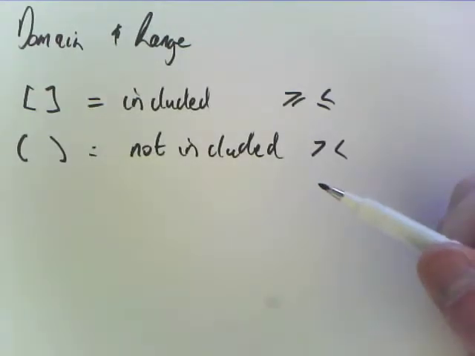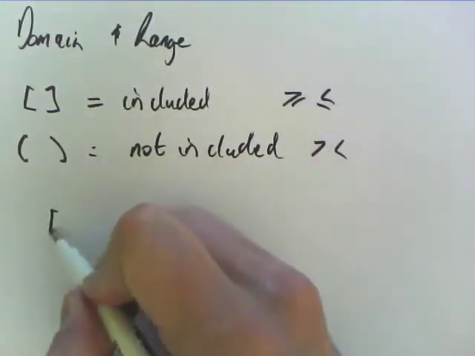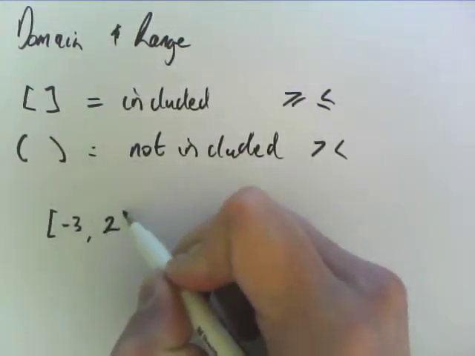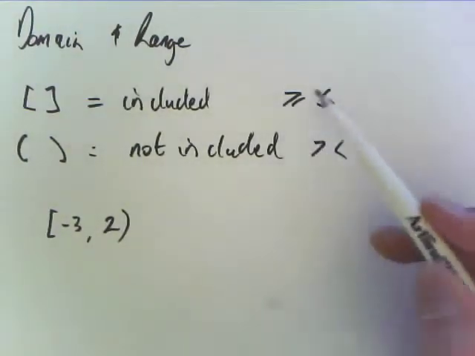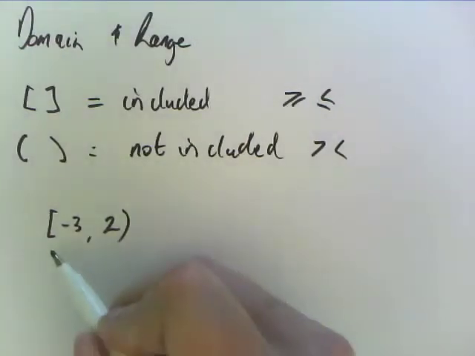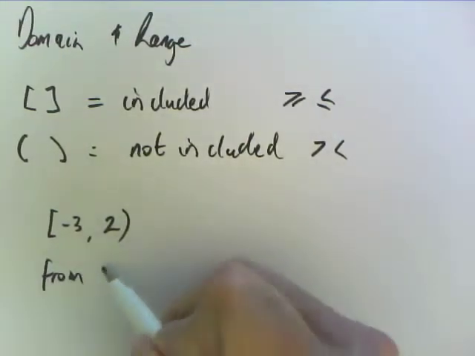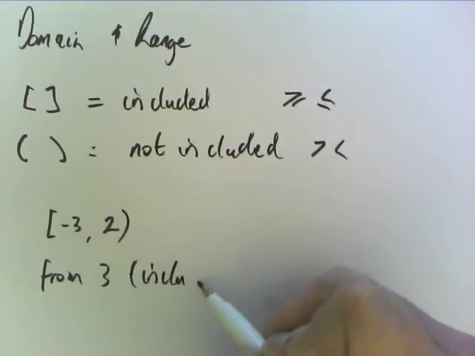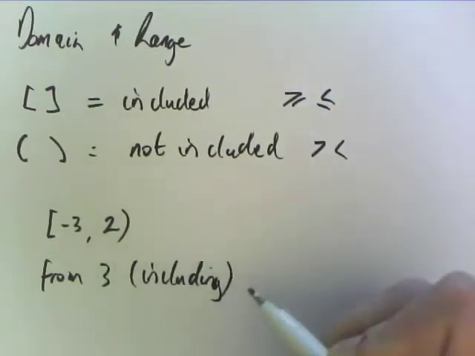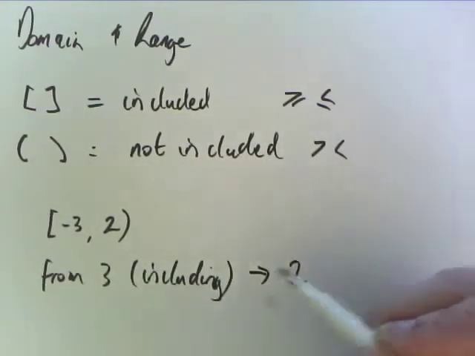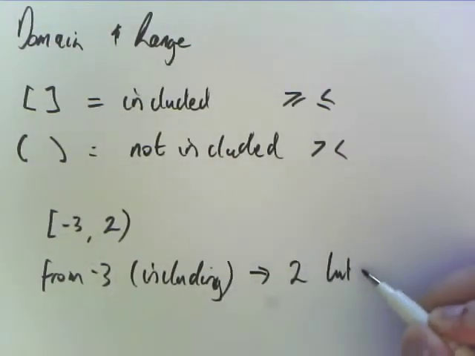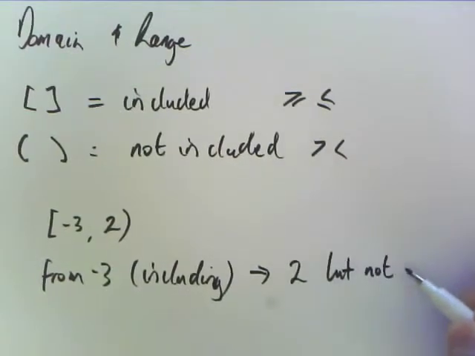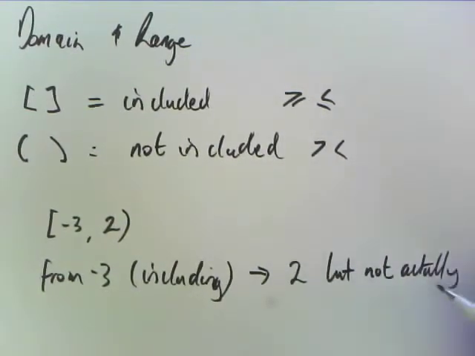So when you're doing set notation, if you're given [-3, 2), that could be rewritten using the same signs over here, but it basically means you're going from -3, including it because of the square bracket, all the way to 2, but not including 2, not actually ever getting there. Alright, so that's what that means.